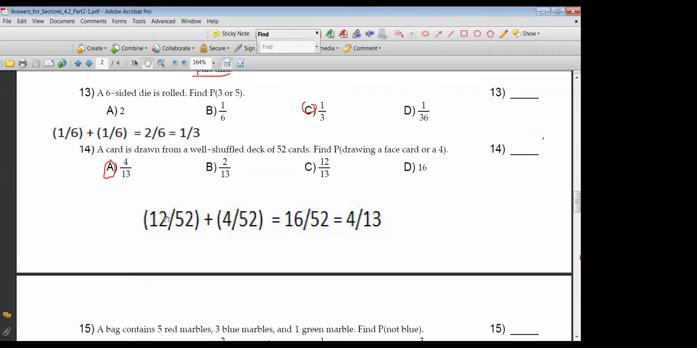Clubs, hearts, diamonds, and spades. There's 12 face cards. How many 4s are there in the deck? Four clubs, four diamonds, four hearts, four spades.